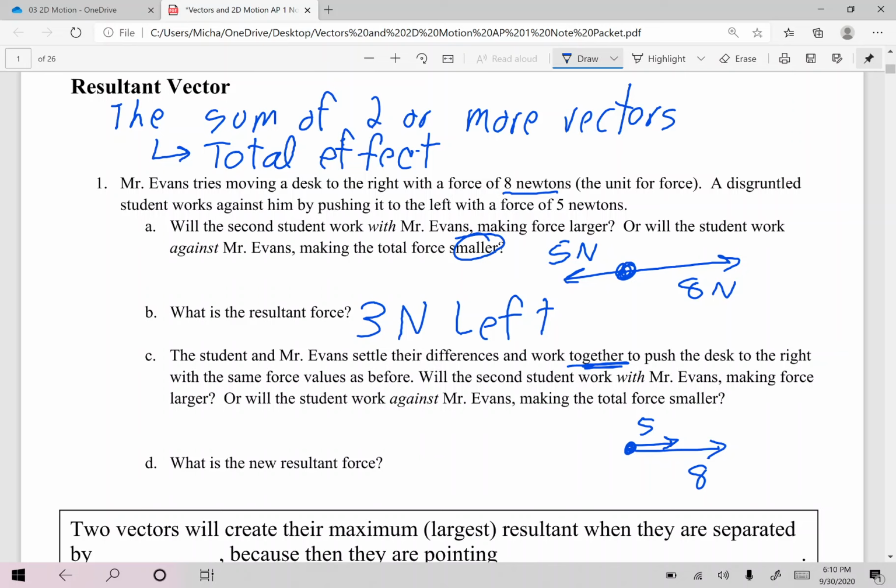Well, if we're both in the same direction, then we're combining, we're helping each other out, and so they'll combine to make a larger force. And in the same direction, they complement one another. 8 and 5 in the same direction would make a total of 13 newtons to the right. And again, because they're both pulling to the right.